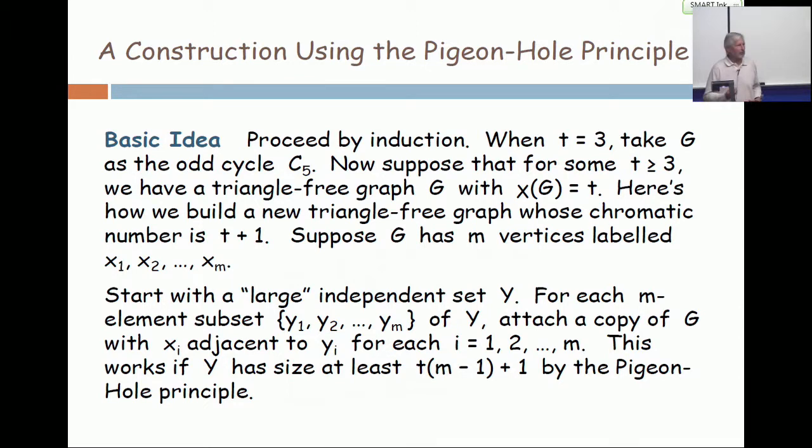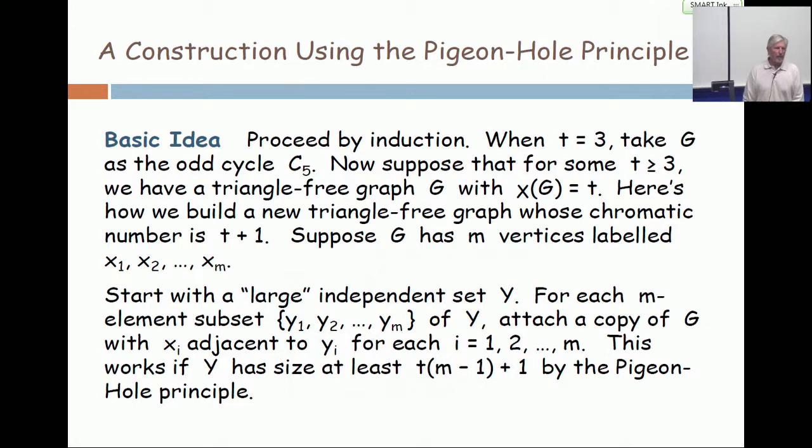So this is a classic construction by induction. If you can do it of one size, then we give a method by which you can do it for the next. So here's the construction. Given a graph that has no triangles and has chromatic number T, for some value T unspecified, here's what we do. Suppose the graph that has chromatic number T has M vertices. Label them, doesn't matter how you do it, X1 up to XM.